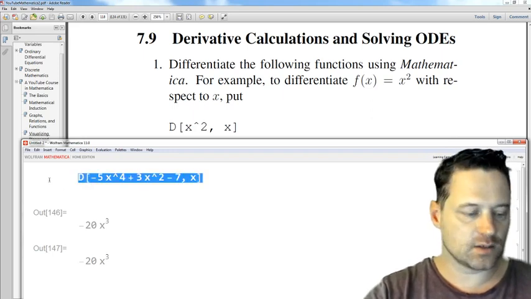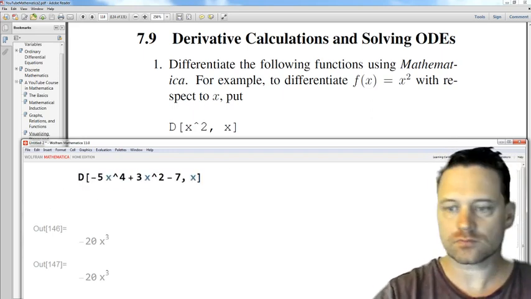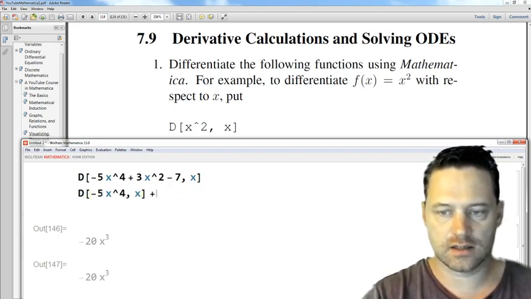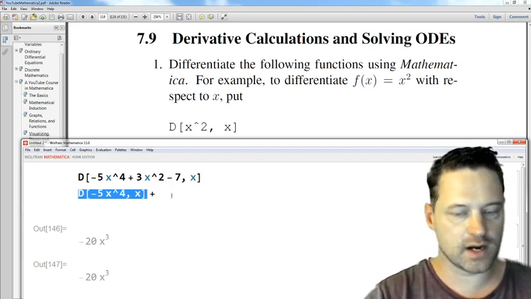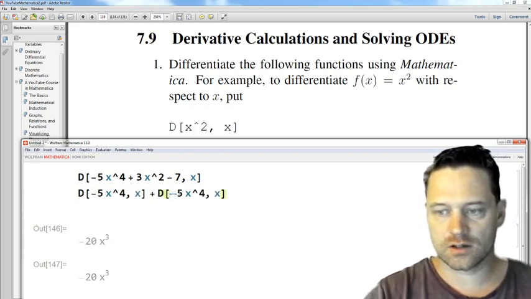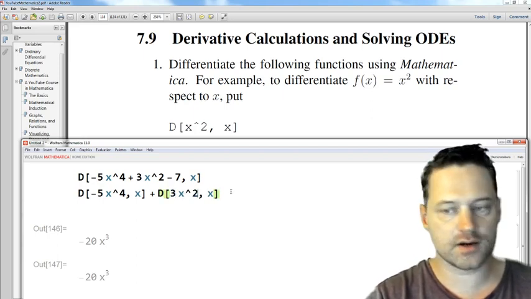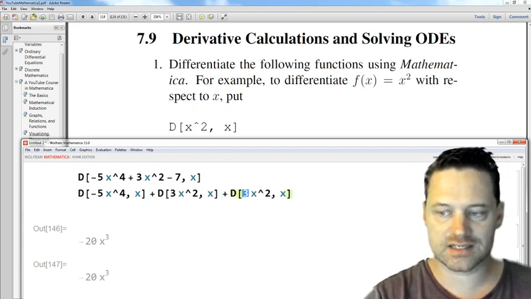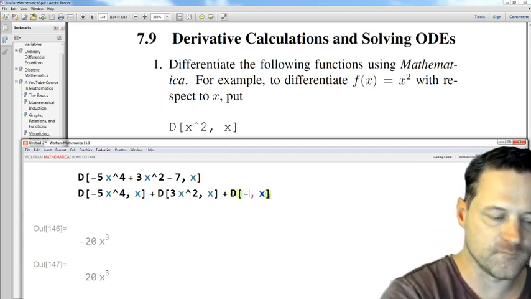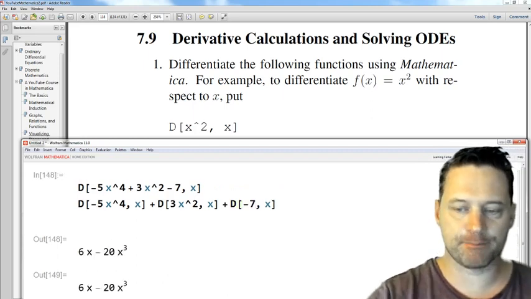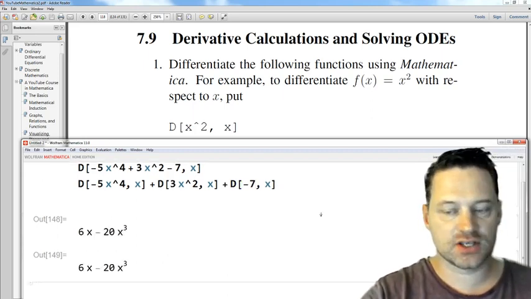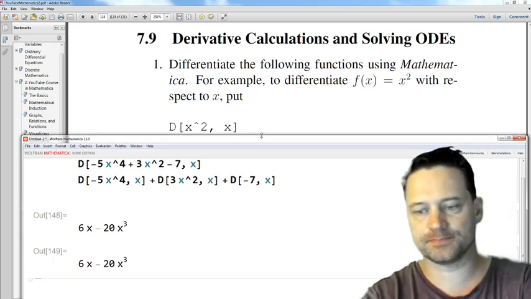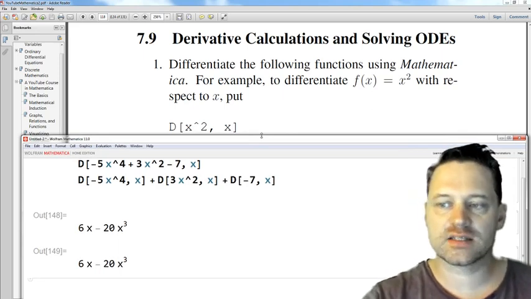Okay, in other words, this will be the same as the derivative of this one plus the derivative of 3x squared. Okay, so I'll write that in, 3x squared, and then plus the derivative of the constant term minus 7, which is 0. Alright, these will be the same. And we have minus 20x cubed plus 6x, which Mathematica likes to write in reverse. Okay, so that's basic differentiation.